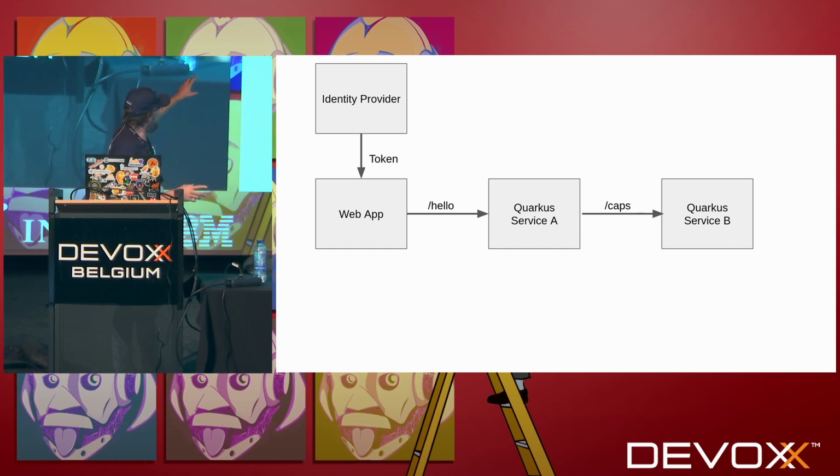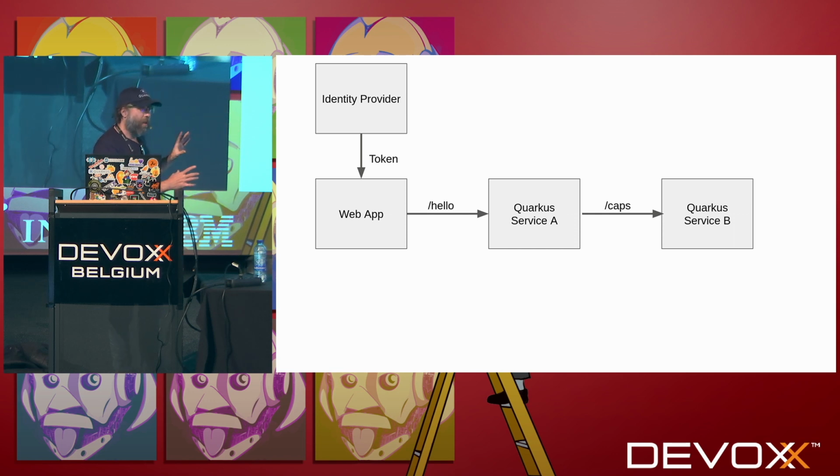But to be able to send a secure request to a Quarkus app, you need to be authenticated. You need to obtain a token from an identity provider. And that is not in the scope of this Tools in Action. So in my demo, I will already have a web app running, and I already have an identity provider running.